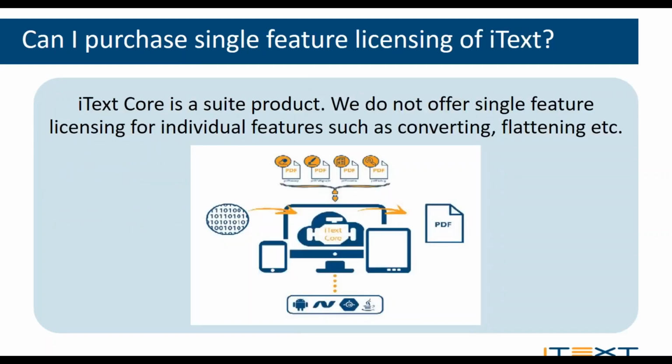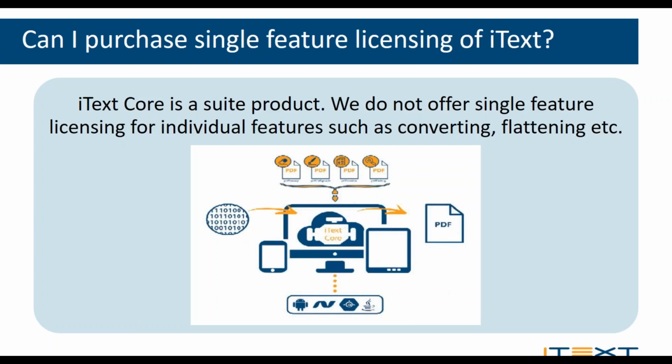Can I purchase single feature licensing of iText? iText Core is a suite product. We do not offer single feature licensing for individual features such as converting, flattening, etc. The benefits of our library are not just how feature rich it is, but the processing speeds, ease of use, support, and resources out there. The license cost is a one-time fee, so you will have the license for an unlimited period of time.